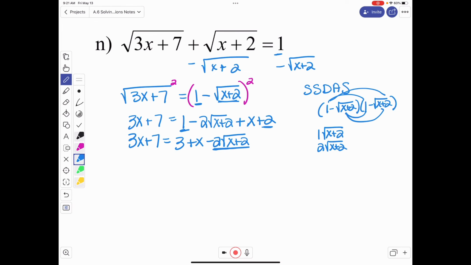Okay, now what we're going to do is I'm going to subtract the 3 from the 7. That's going to give me 4. And I'm going to subtract the x from the 3x, which is going to give me 2x. And I have negative 2 square root of x plus 2. Okay?